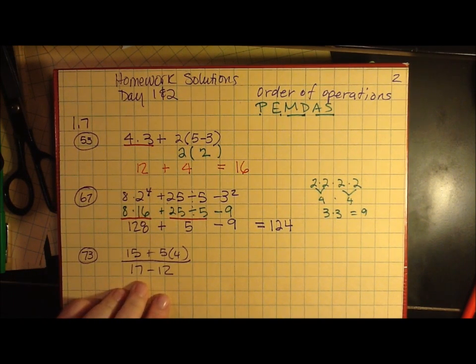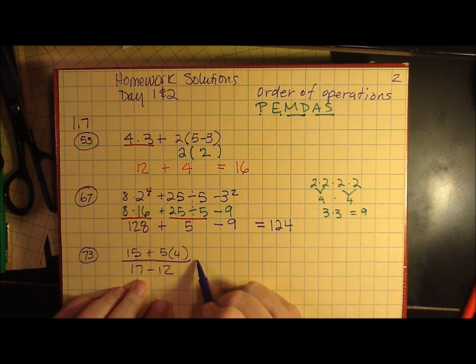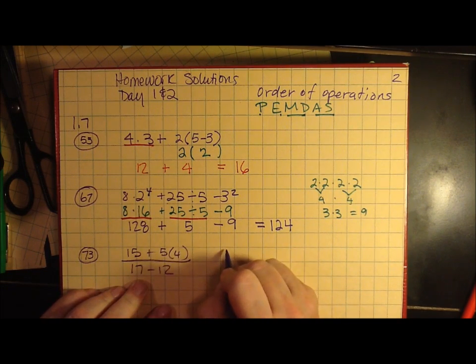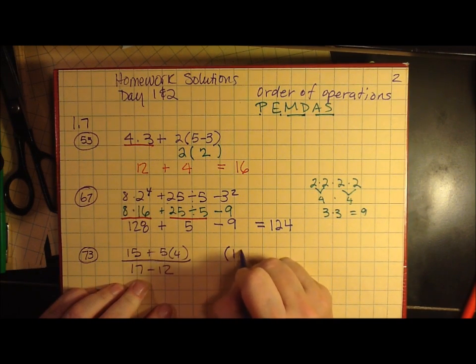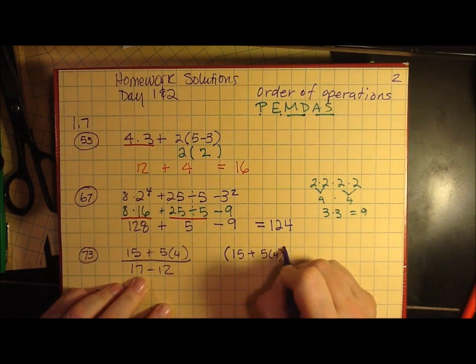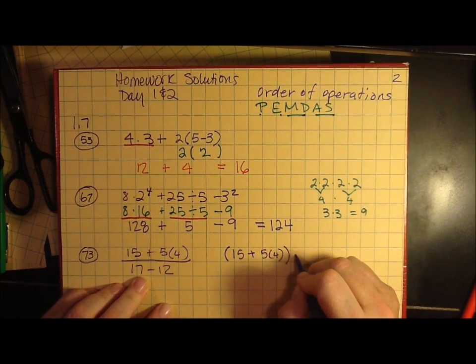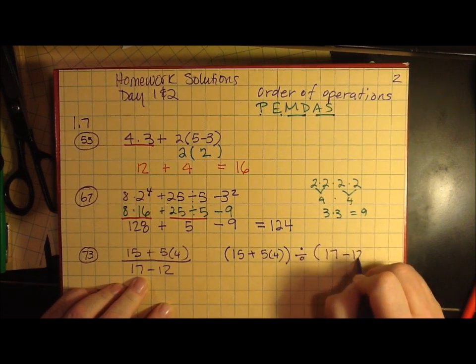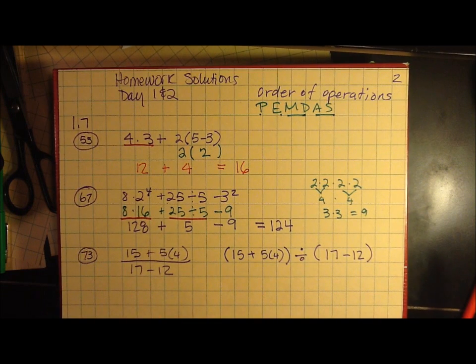Here, this is a division problem. It's also a fraction. You could also think of it as a fraction, but all of my same rules apply. And one way to think about solving something like this, you do the numerator and the denominator separately, because another way of writing this would be 15 plus 5 times 4 divided by 17 minus 12.